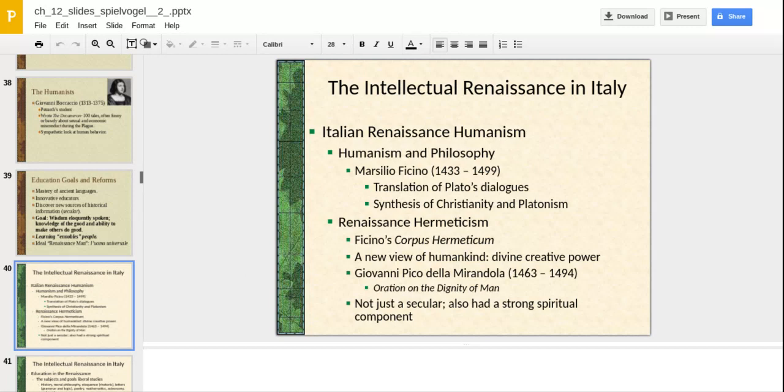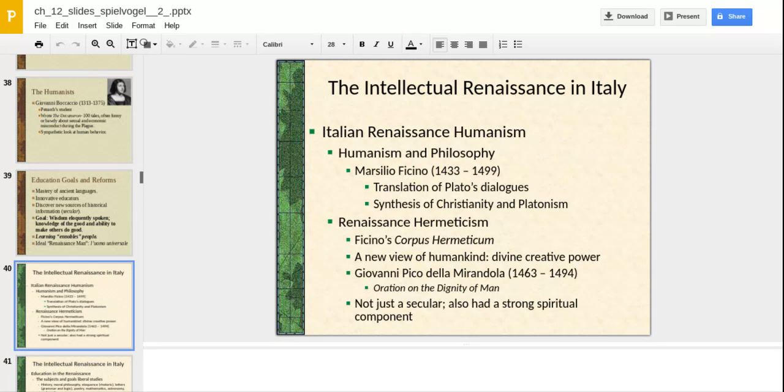Now, humanism and philosophy play a big role in the Renaissance. We see Plato's dialogues being translated into Italian. We see a synthesis of Christianity and Platonism, so Plato's ideas and Christianity being pushed together. Some of the people are trying to make the ancient Greeks and Romans fit into the Christian church, and some are not. There's a break.